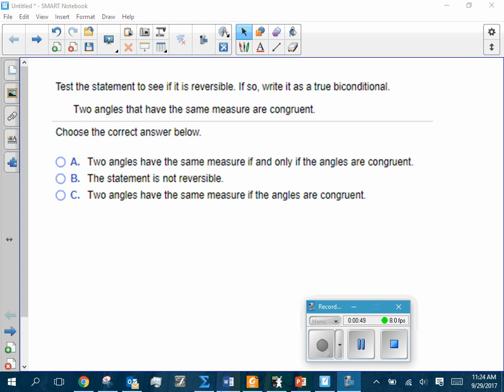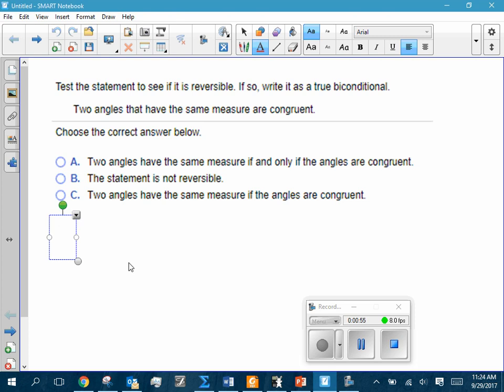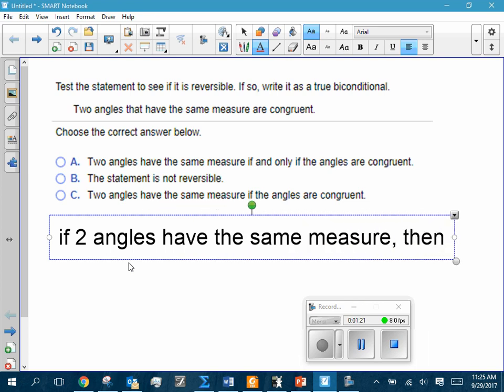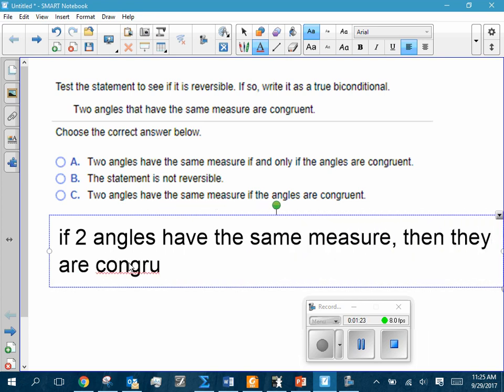But to write this in an if-then statement, it says 2 angles that have the same measure are congruent. Think about how you could, we're talking about 2 angles, right? So that's my subject. And the feature of them is that they're going to have the same measurement. If they have the same measurement, then they're going to be what? Congruent. So we can kind of verbalize that and put that into a good if-then statement. We would say if 2 angles have the same measure, then they are congruent.